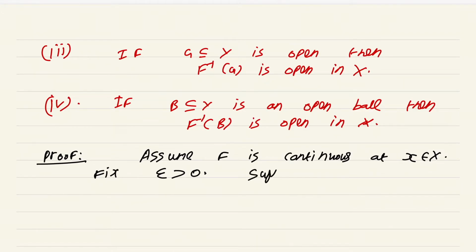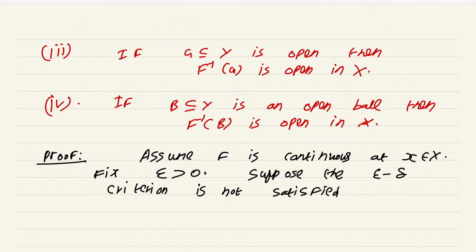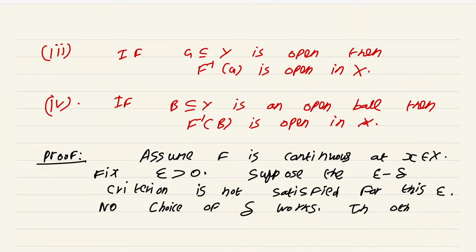Okay. Now suppose the epsilon delta criterion is not satisfied for this epsilon. I'm going to show that this is simply not possible. Given any fixed epsilon, the epsilon delta criterion has to be satisfied. If not, we are going to get a contradiction. What does this mean? This means that no choice of delta works. In other words, 1 by n does not work in the epsilon delta definition.